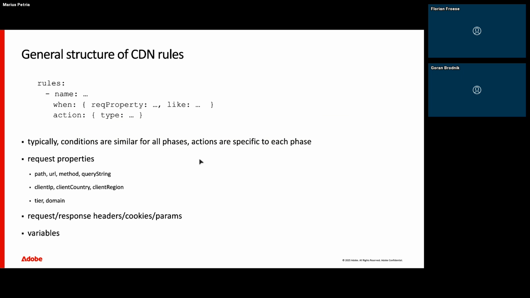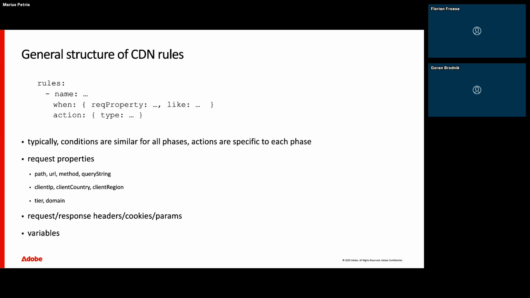I will talk now a little bit about the structure of these CDN rules. As I said before, these are YAML documents, and a rule has typically a name, a condition, and an action. The name is just for debugging. The condition says when the rule should apply, and the action, what the rule should do.